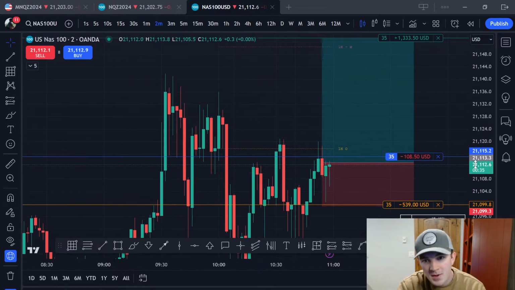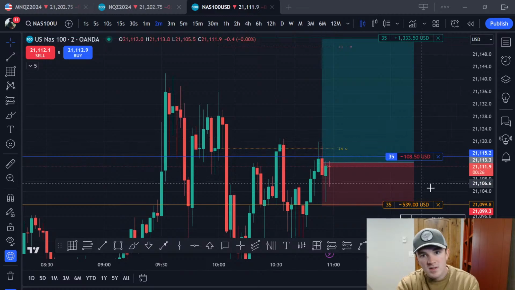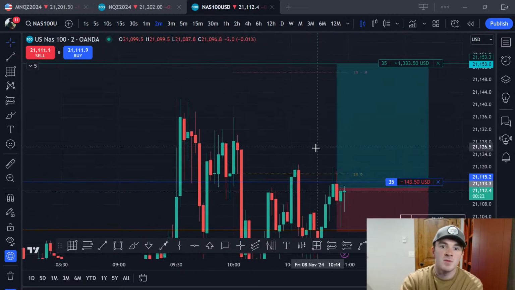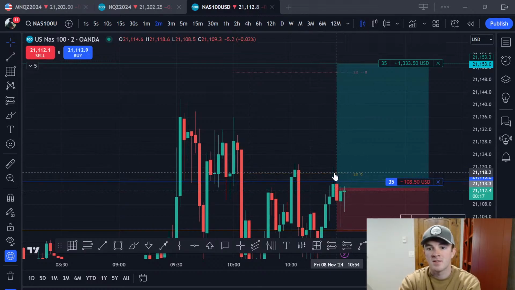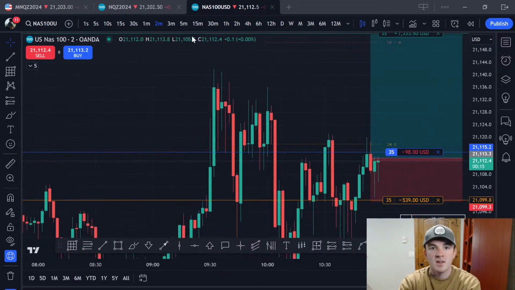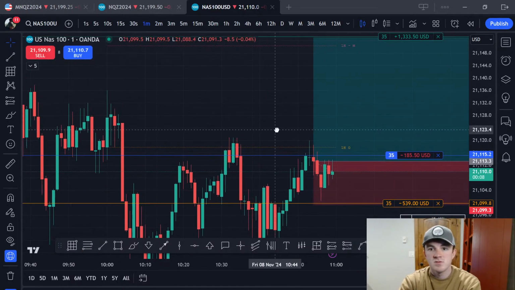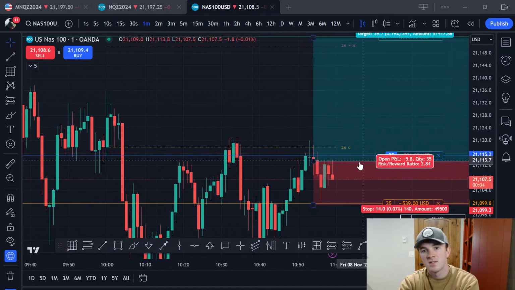Okay, can we hold this? Can we hold the line here? I imagine if we can get a close above, we should start to move because this is actually going into a macro, right? 10 to 11.